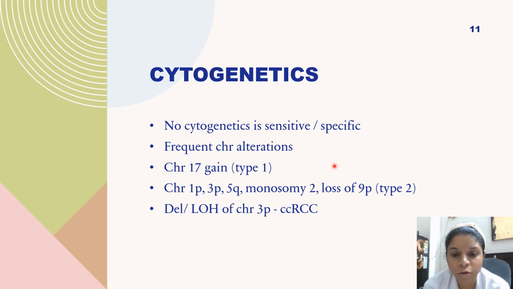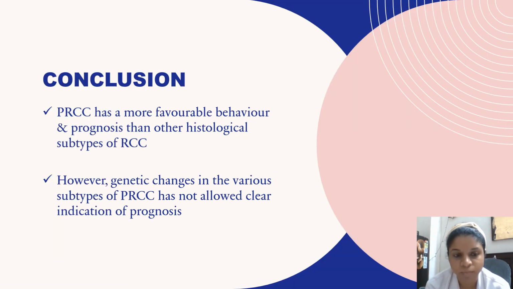Deletion or loss of heterozygosity of chromosome 3p is more specific to clear cell RCC. This is used to differentiate clear cell papillary RCC from papillary RCC. Clear cell papillary RCC is considered under clear cell RCC only.